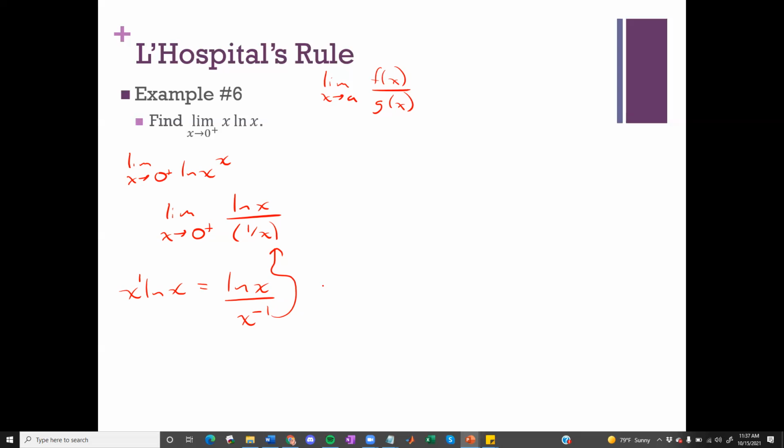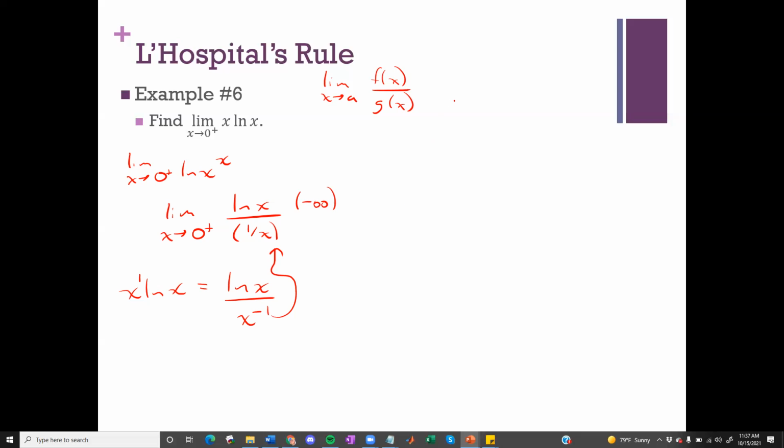Now, is this an indeterminate form? What's the natural log of x do as x gets really, really close to 0? Does not get super small, or what do you mean by super small, I guess? Does not get closer to 0. It actually gets closer to negative infinity.